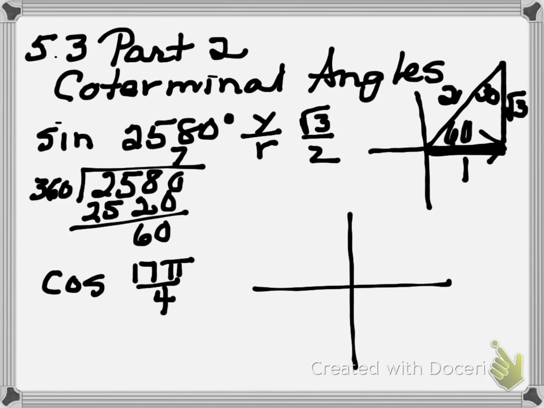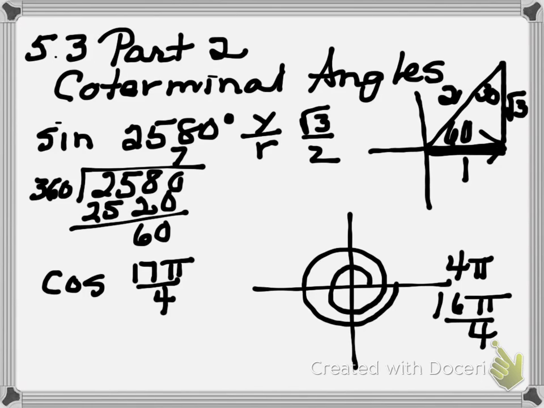So I want you to think of 4 pi as being 16 pi over 4. So we've gone around, and we've ended up here at 17 pi over 4 minus 16 pi over 4, which is going to give you pi over 4 for that angle.